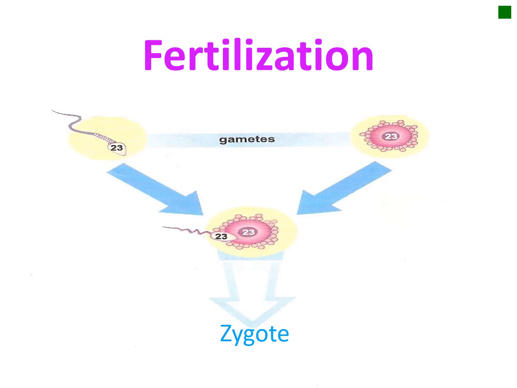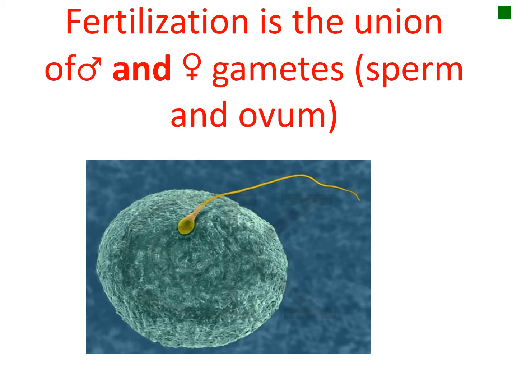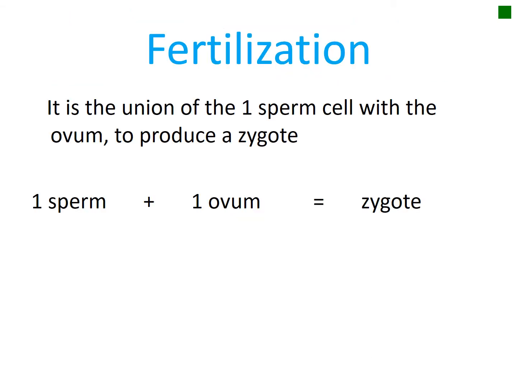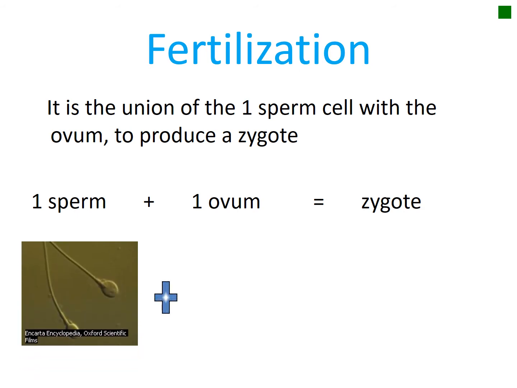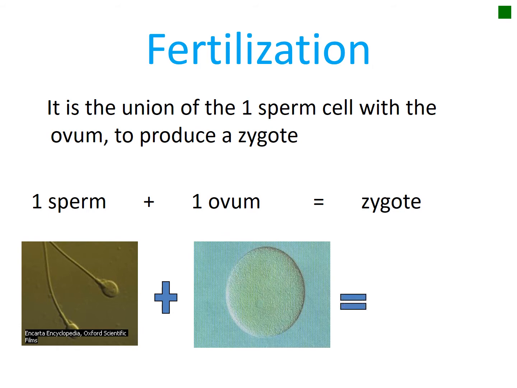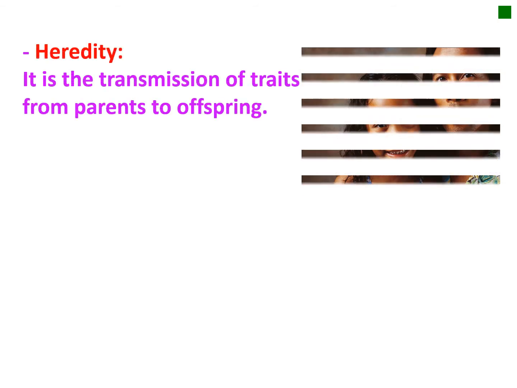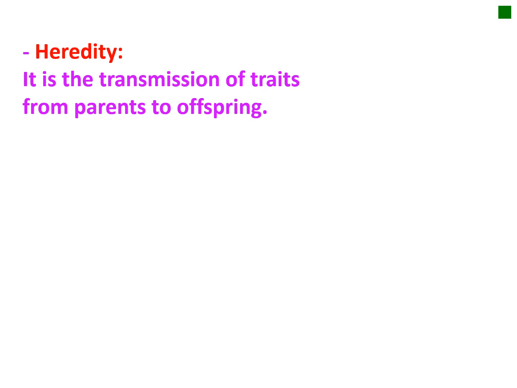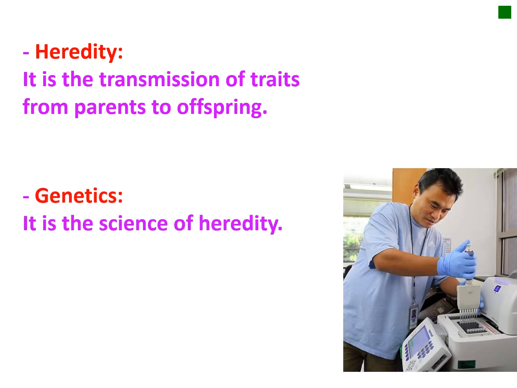What is fertilization? Fertilization is the union of the male and the female gametes, the union of the sperm and the ovum. So one sperm cell, whenever it unites with an ovum, they produce what's known as a zygote, which is going to be the embryo. What is heredity? Heredity is the transmission of traits from parents to their offspring. What is genetics? It is the science that studies heredity.